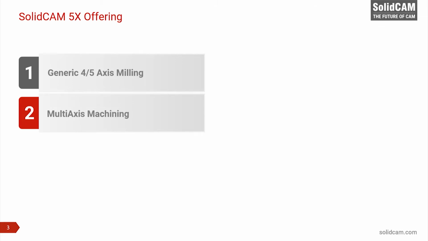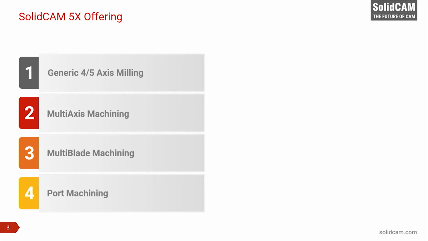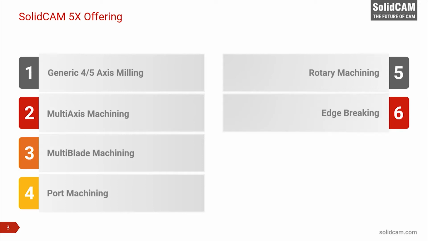Multi-axis machining for doing roughing and finishing of prismatic pocket-shaped geometries. Multi-blade machining for machining impellers, blisks. Port machining for machining engine tubes or engine ports and tube kind of geometries. Rotary machining for machining in 4-axis roughing and finishing of 4-axis parts. Edge breaking for deburring parts in 3-axis, 4+1 and simultaneous 5-axis modes. Edge trimming for trimming vacuum form parts or parts that are made up of composite materials in aerospace.